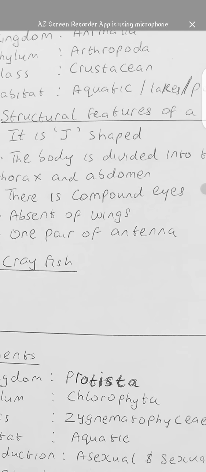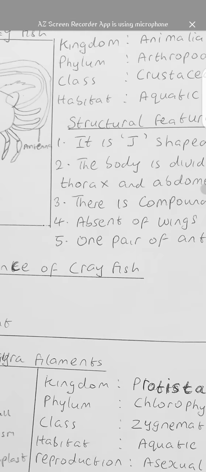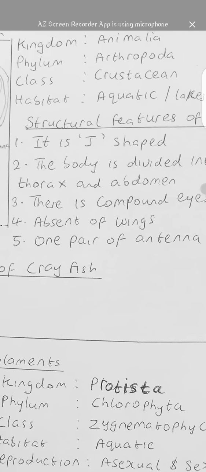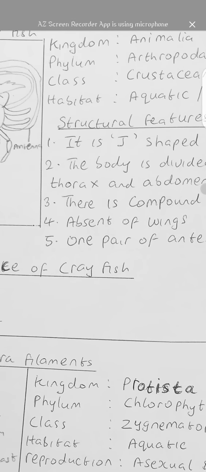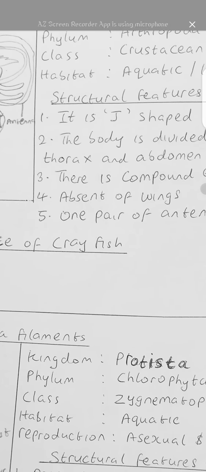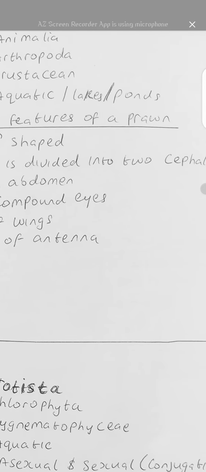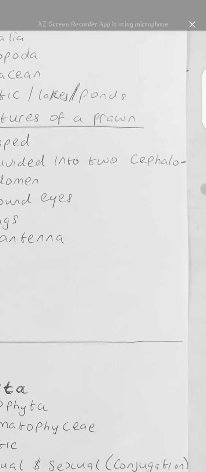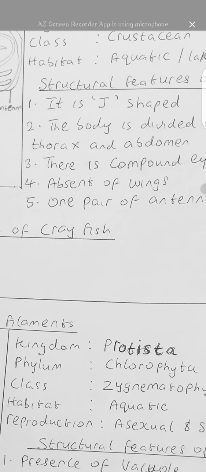The habitat, aquatic. Okay, it stays in water. The structural features of a crab. Number 1, it is J-shaped. Okay. Number 2, the body is divided into 2. Okay, you can say 2. All right. Into 2. The cephalothorax and the abdomen. Just like the spider is also divided into 2.